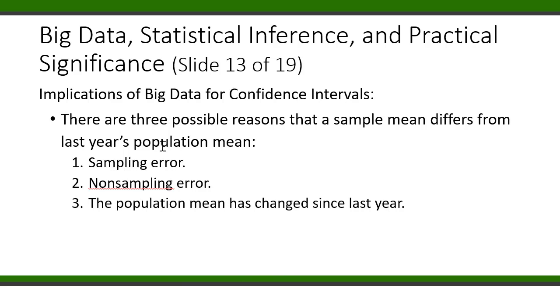So some implications for big data for confidence intervals. All right, so there are 3 possible reasons that a sample mean differs from the population mean. There's sampling error, which we've discussed, non-sampling error, and the population mean has changed since last year. So we're looking at this PDT example from a big data perspective.